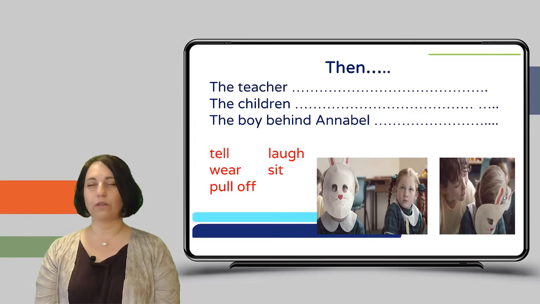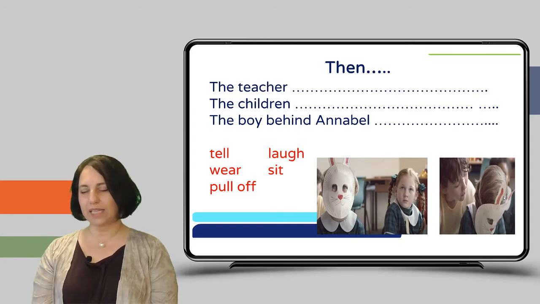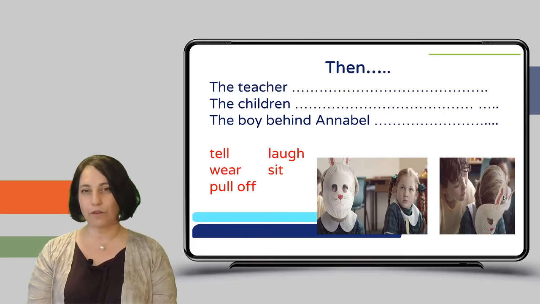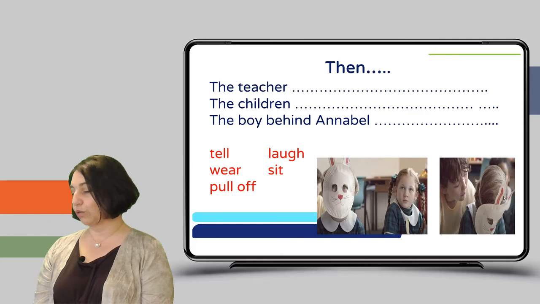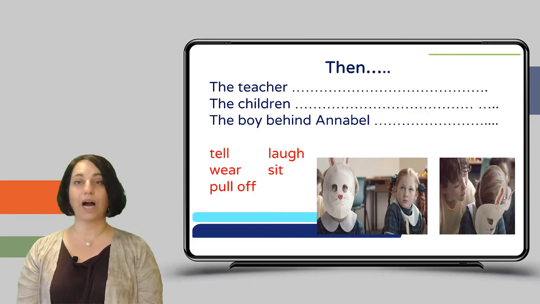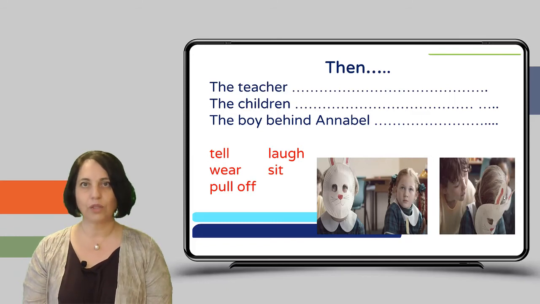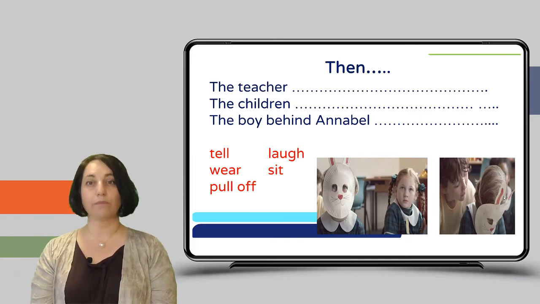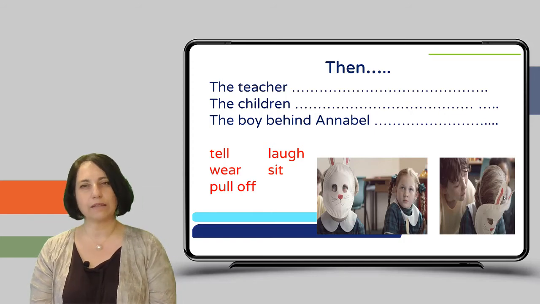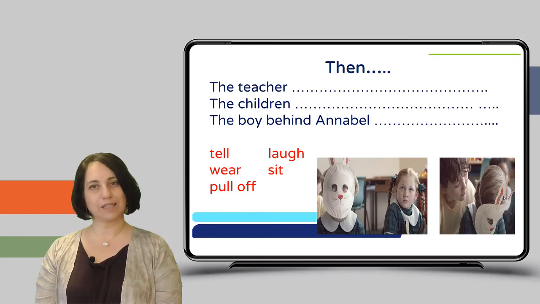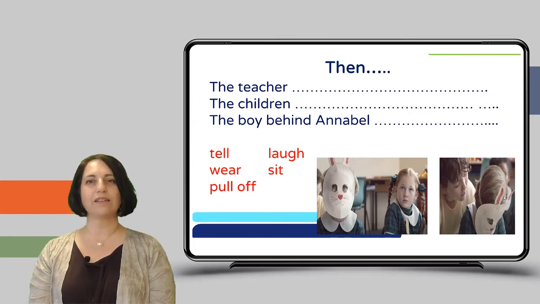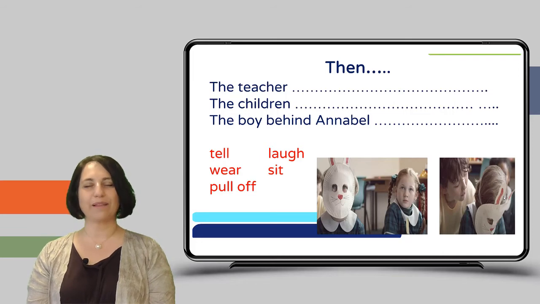Be careful that if you have to use an S, for example, the teacher with an S, the verb has an S. The children is in plural, so you don't need an S. But the boy behind Annabelle, you need to add an S to the verb because it's present simple. If you say it in present simple, and you can describe events in present simple, you can also describe the events in the past, what happened in the past.